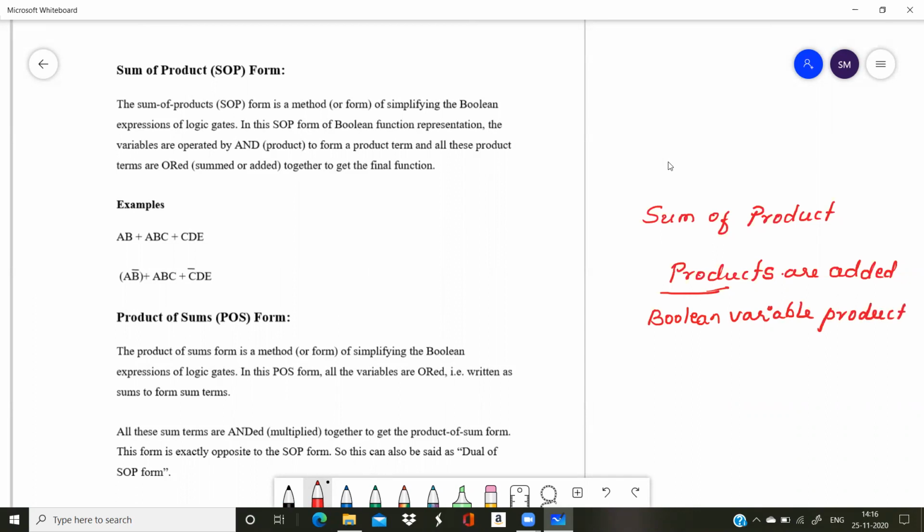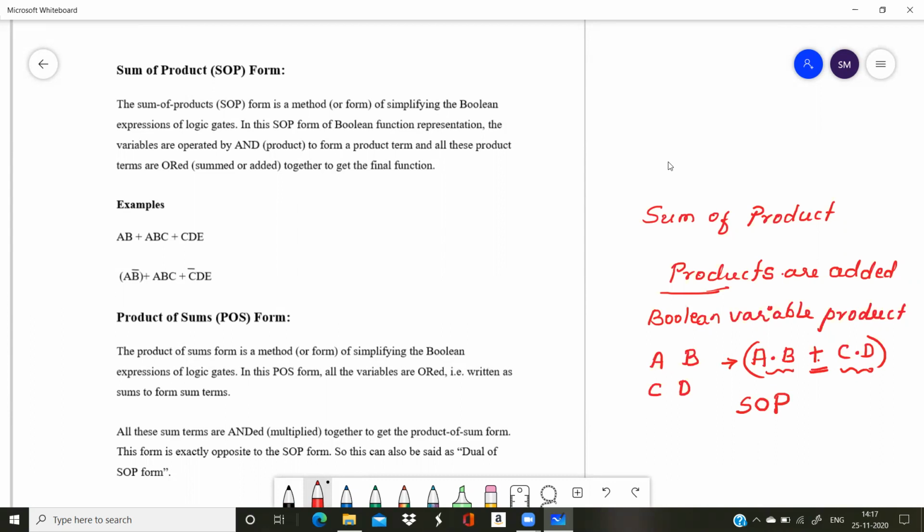For example, if we have A and B as two Boolean variables, product means A dot B. Let us consider two more variables C and D. The product is C dot D. Now if we add these two, A dot B plus C dot D, this becomes sum of products form. Okay. So if you write any Boolean expression in this form, it is termed as sum of product form. In short, it is called SOP form.